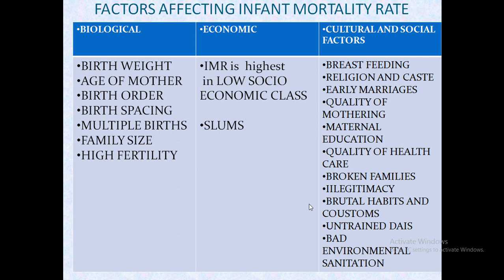Cultural and social factors are breastfeeding factors, whether they are giving the importance to exclusive breastfeeding and continuing the breastfeeding up to 2 years, religion and caste, and early marriage. Again there is a chance of teenage pregnancy. And quality of mothering is more important whether they belong to any socio-economic group. And maternal education, quality of healthcare available in that particular area, broken families, illegitimacy, unwanted pregnancy, unwanted child may not get the better service from the family as well as from the healthcare services. And ritual habits and the customs.